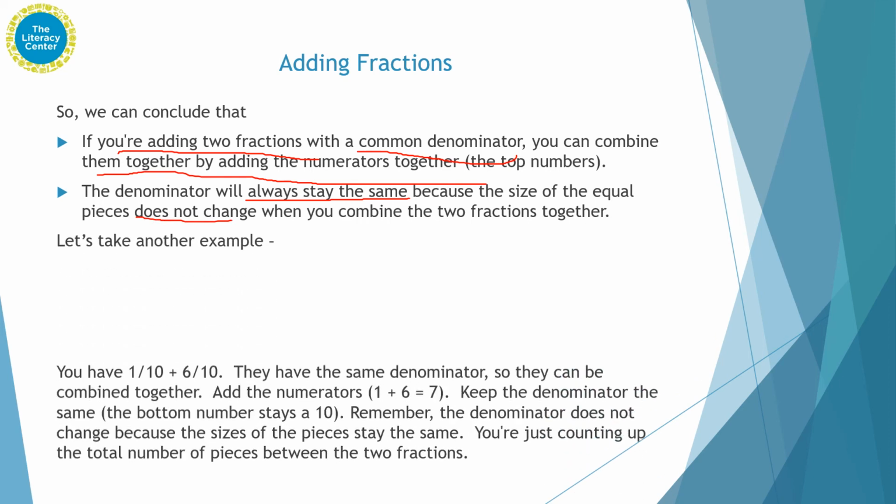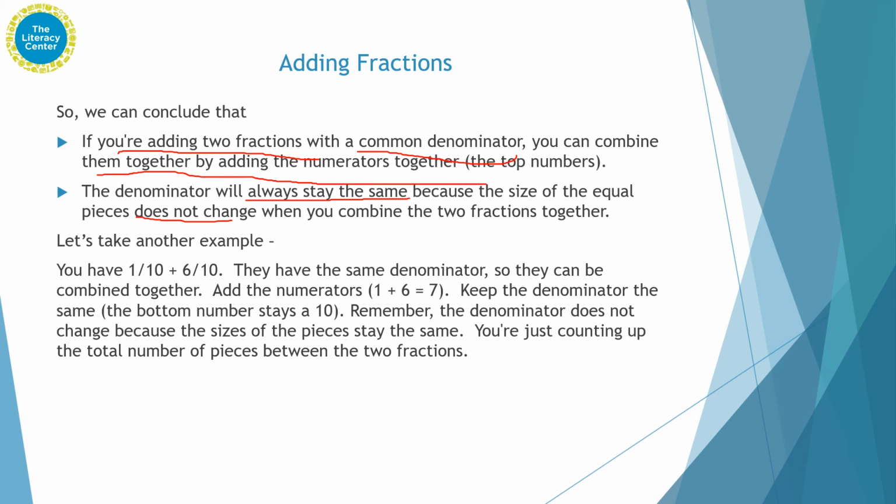Let's take another example. You have two numbers, 1 by 10 and 6 by 10, and I want you to add them. They have the same denominator, that is 10. So they can be combined together. All you need to do is add the numerators, 1 plus 6, that will be 7, and keep the denominator the same. The bottom number stays 10.